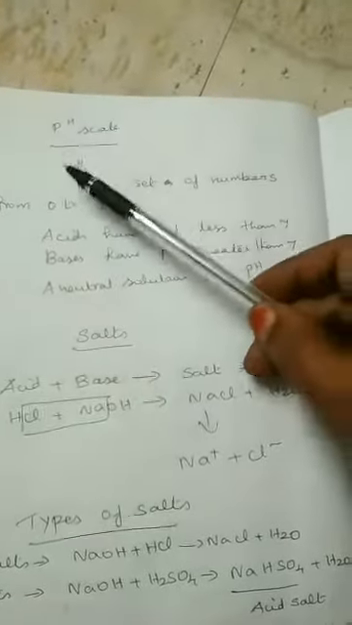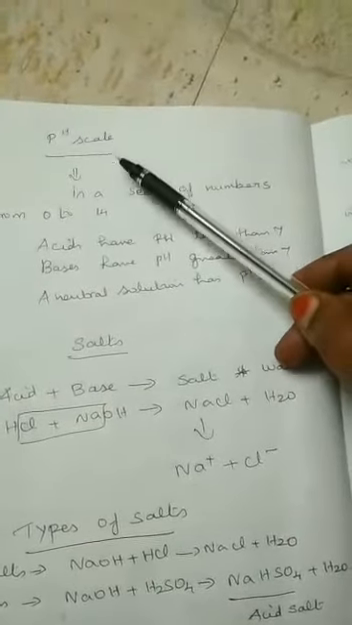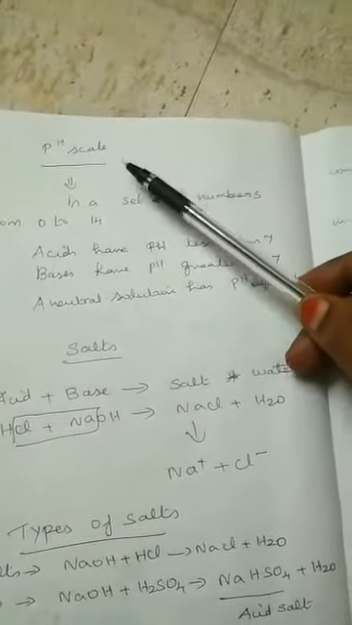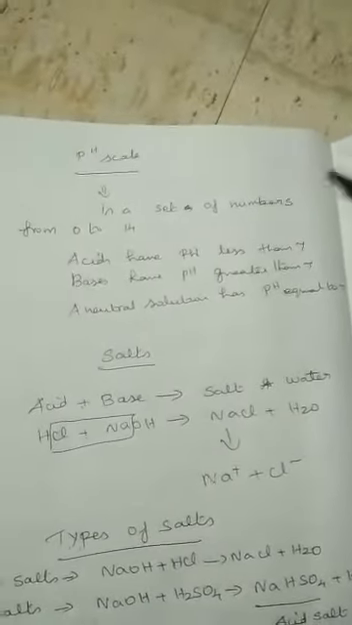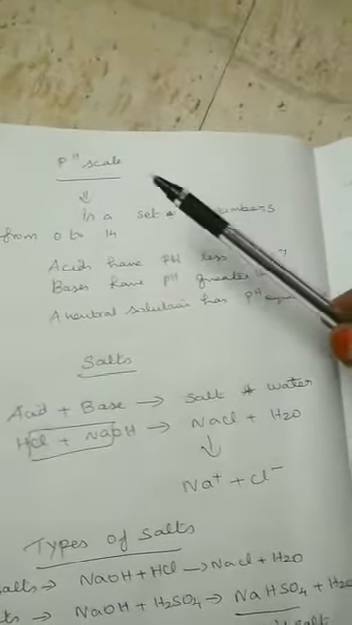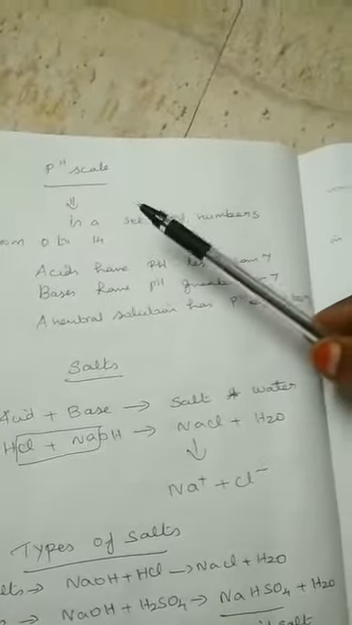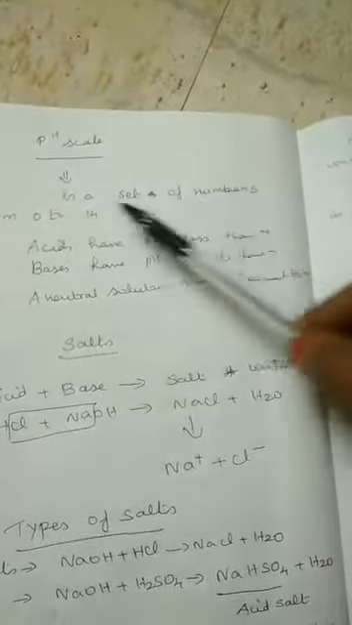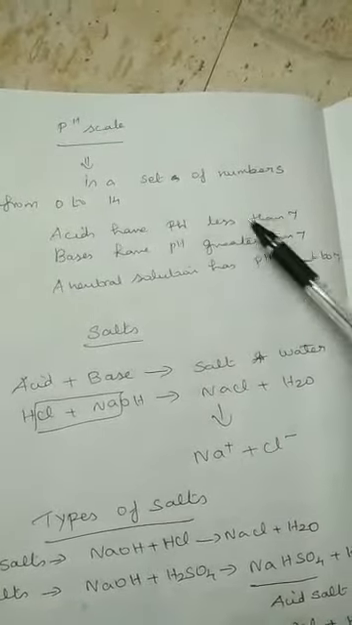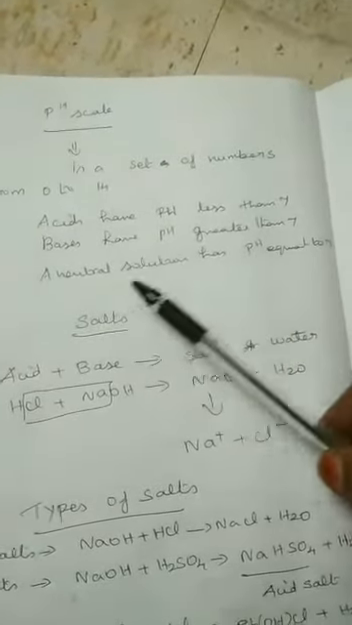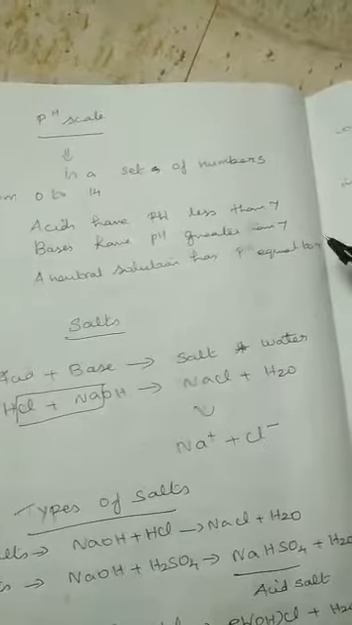Next topic, pH scale. What is pH scale? pH scale is for measuring hydrogen ion concentration in a solution. When acid dissolves in water, it gives hydrogen ions. Already you know that. So, pH scale is for measuring hydrogen ion concentration in a solution. It is a set of numbers from 0 to 14. Acids have pH less than 7. Bases have pH greater than 7. A neutral solution has pH equal to 7.